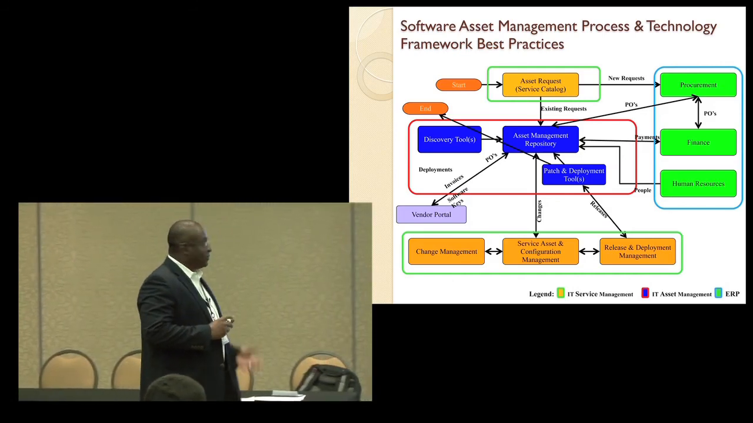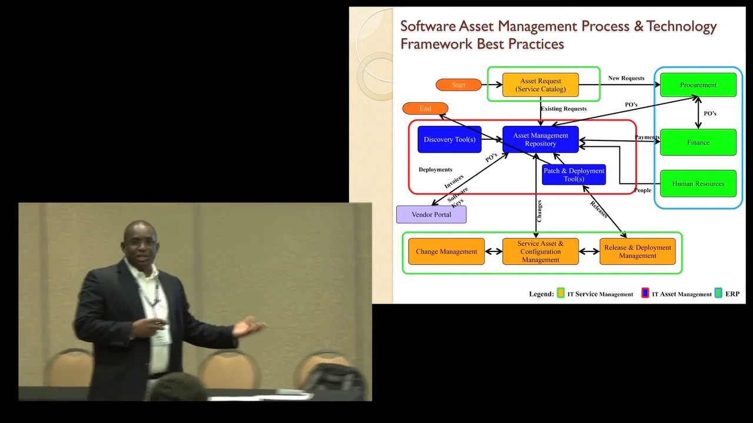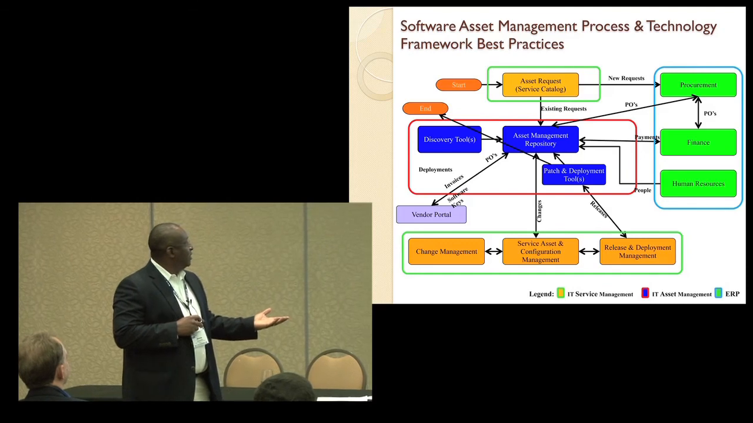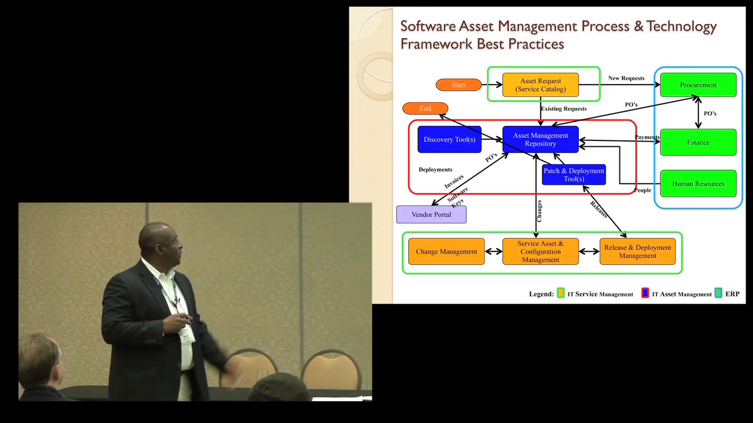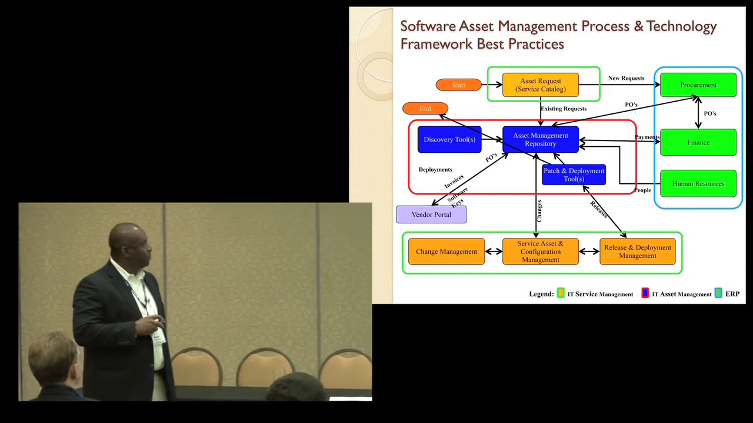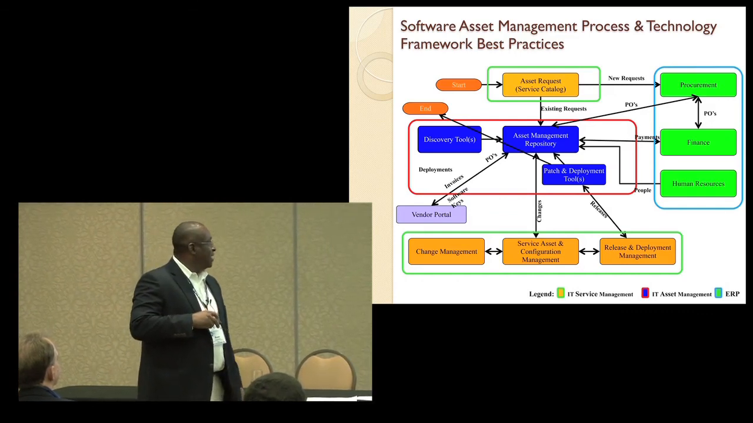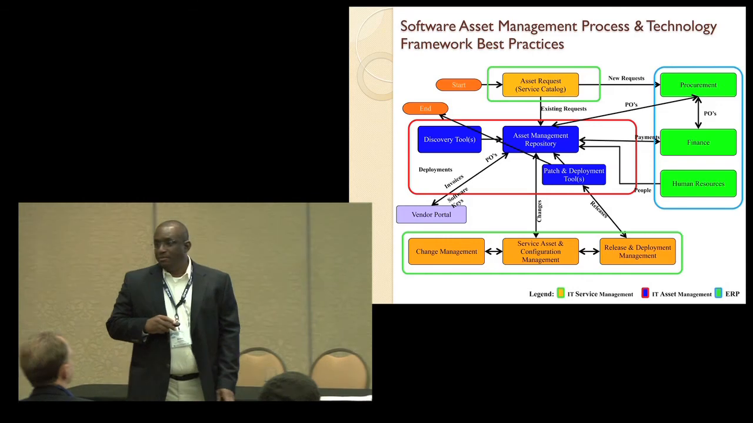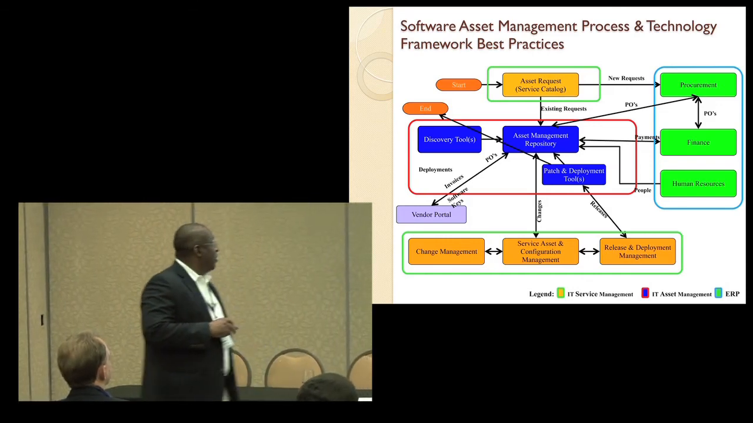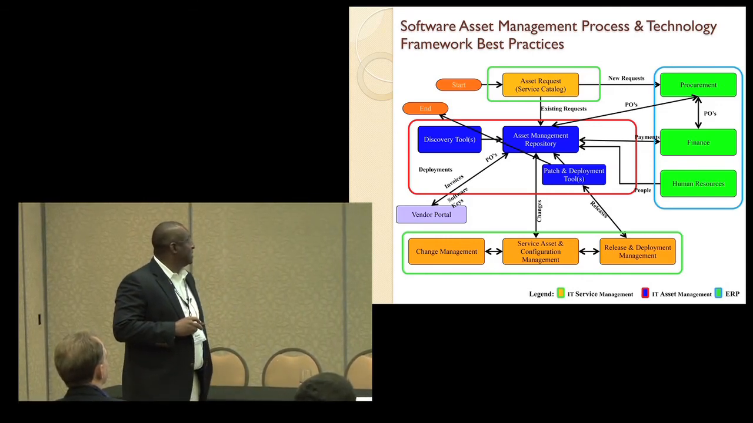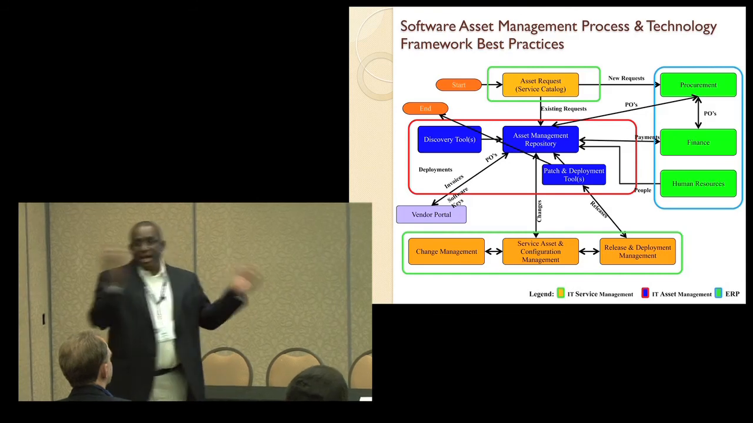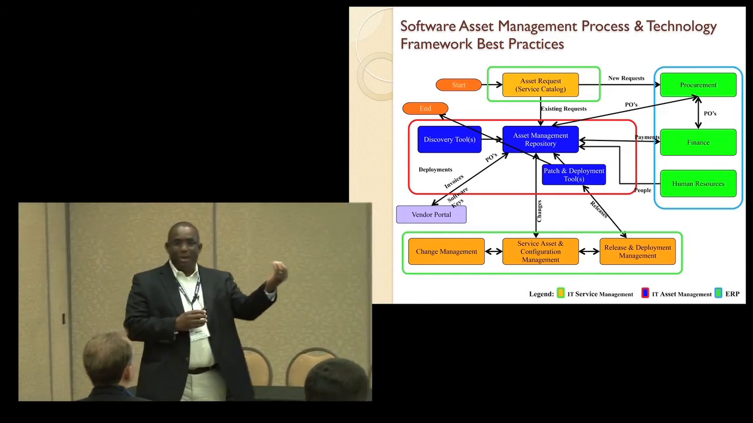So there's a start, and we know that there was an initiation of an audit here in our service catalog. Now, if it was a new request, we'll go through the procurement process, and we'll have finance and HR involved. And that's part of our ERP system, right? Now, if it was an existing order, we have this asset management tool where we have a repository.